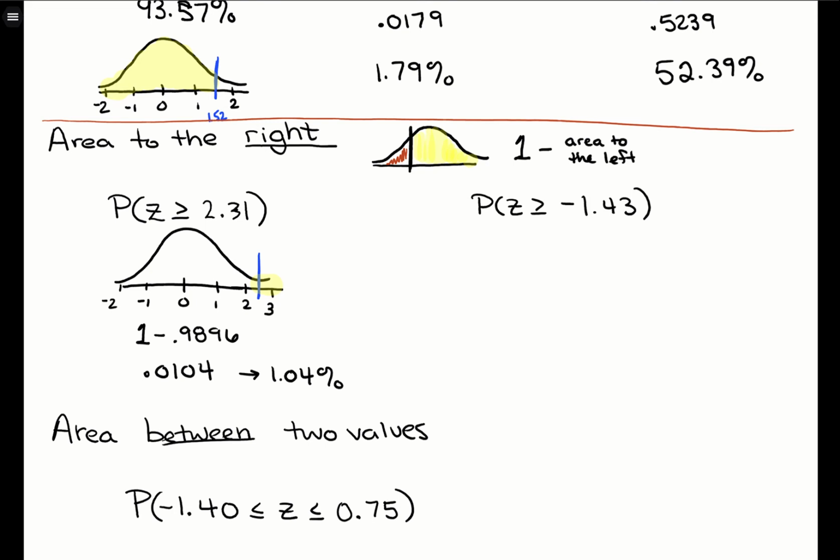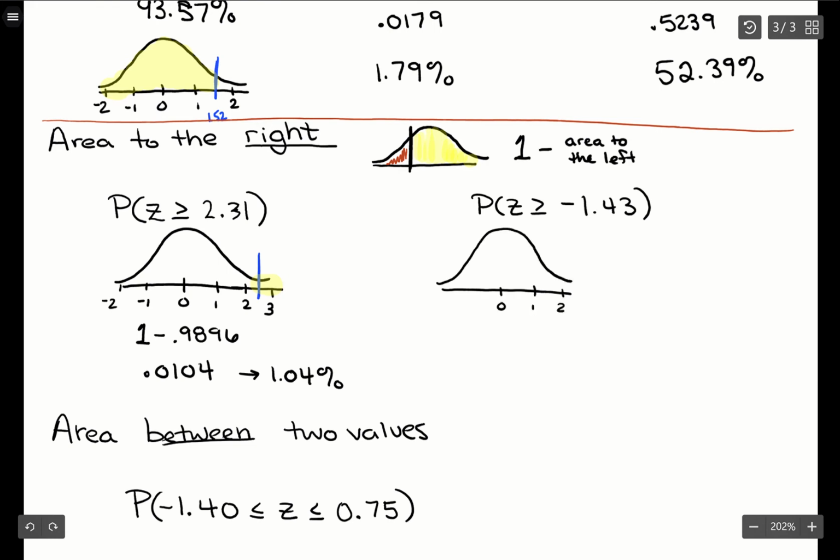Let's do this with a negative value. So if we have our number line, we're at negative 1.43. So negative 1.43 is over here, and we want the area to the right. We have more than or equal to that number. So we can see we should be getting out a pretty large area when we calculate this.